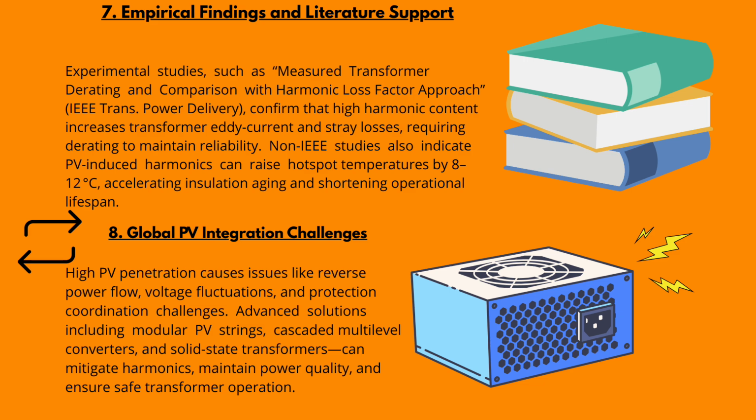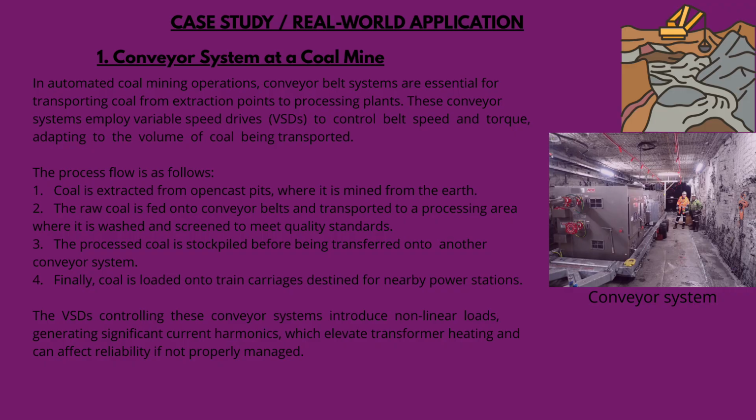Number 8. Global PV Integration Challenge. High PV penetration introduces challenges such as reverse power flow, voltage fluctuation, and protection coordination issues. Advanced solutions like modular PV system, multi-level converters, and solid-state transformers help mitigate harmonics, improve power quality, and ensure safe transformer operation.